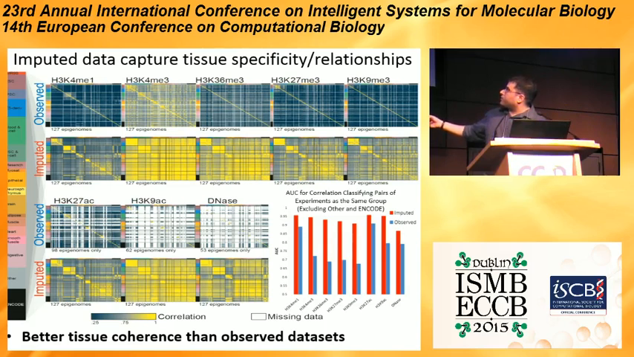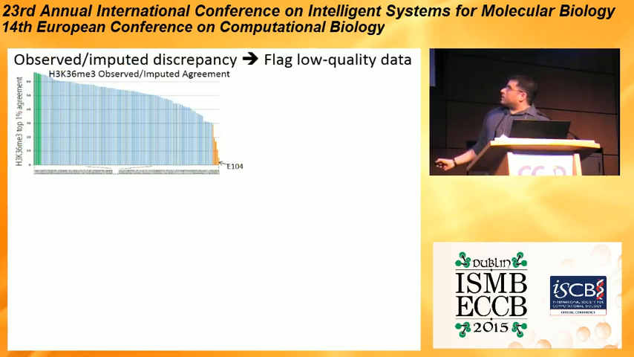We can quantify this in terms of the area under an ROC curve, where we ask, can we predict pairs of experiments that belong to the same group based on the correlation? And it's significantly better for some of these marks, more broader marks. Sometimes the observed data is not agreeing with the imputed data, and because we have some confidence in the imputed data, because of this disagreement, we can propose that we could potentially use this as a quality control metric.